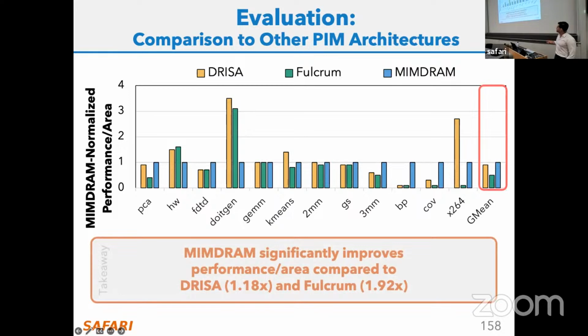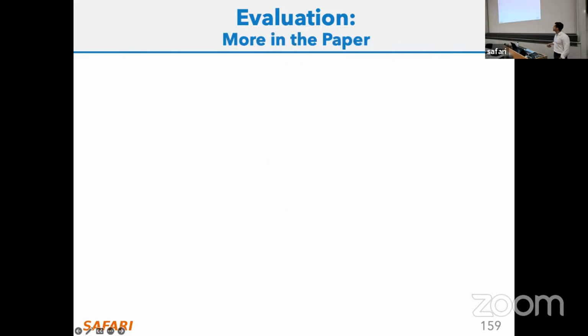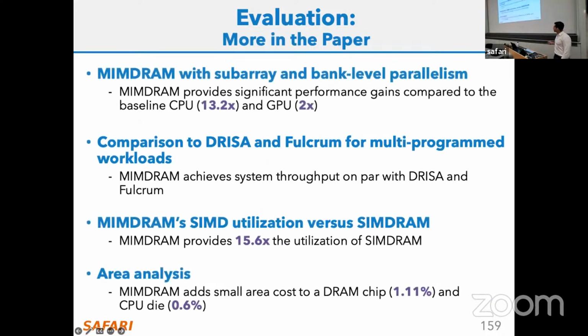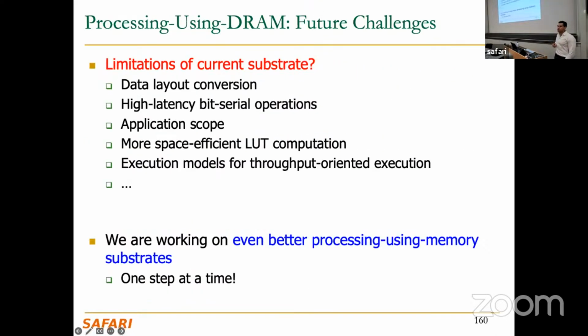And we see that MIMDRAM can outperform those architectures in terms of performance per area, because we are not incurring much area cost, while those two other ones include extra circuitry so that they can do the computation. There are many more results in the paper, which I'm not going to cover here. But what I'm going to cover is what is left to be done. And there are things left to be done because I haven't graduated as a PhD student yet. But even after that, hopefully there are still going to be new things to be done, because Ismail needs to graduate. So, a question?